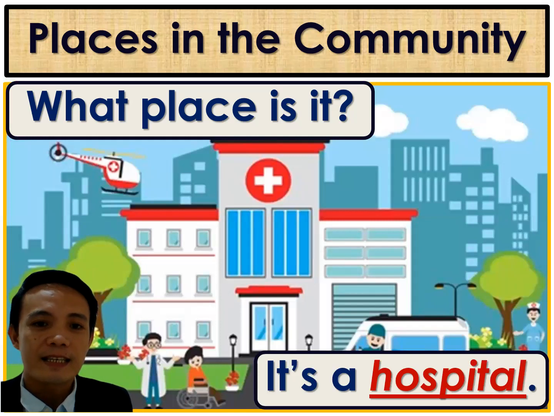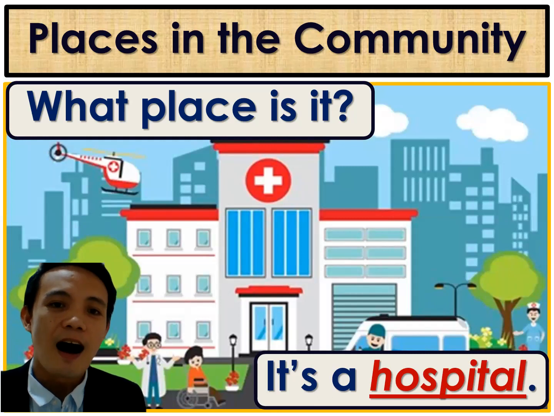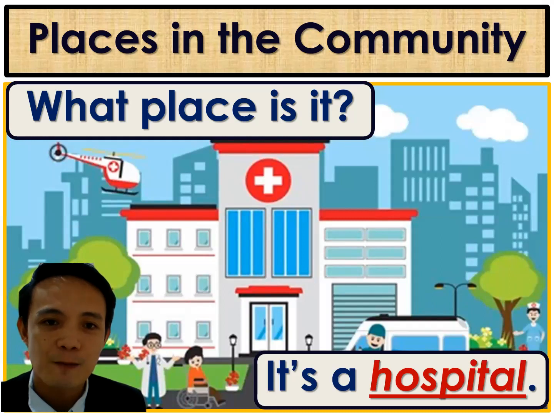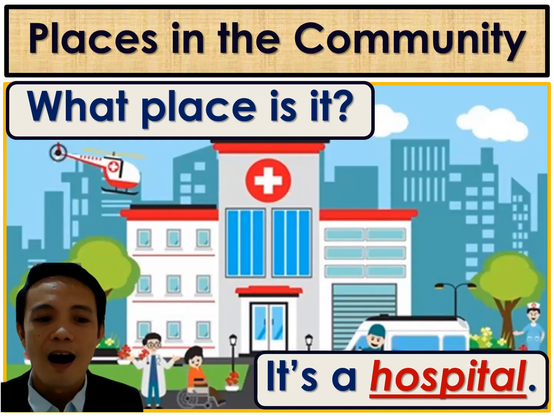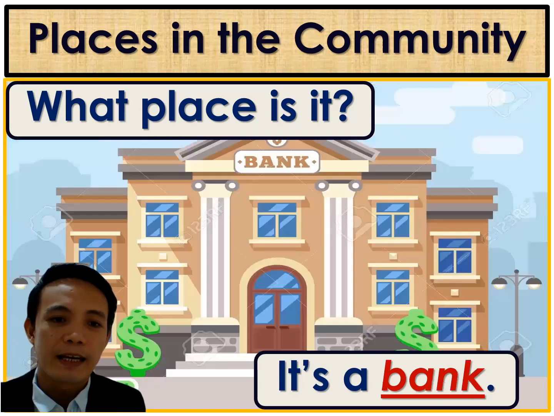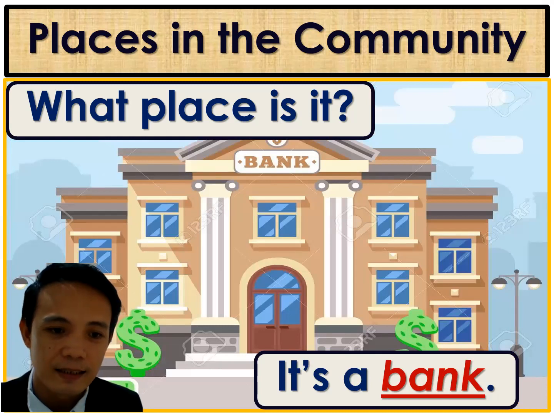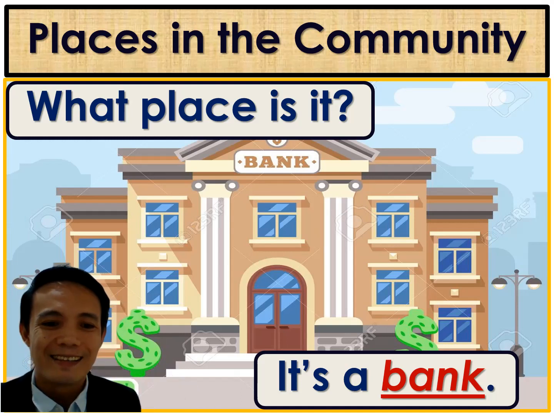What place is it? It's a hospital. Can you say it with me? It's a hospital. Okay, hospital. Next, what place is it? Look at the picture. It's a bank. Repeat after me. It's a bank. Okay, next.